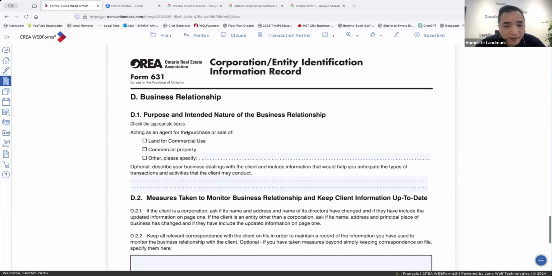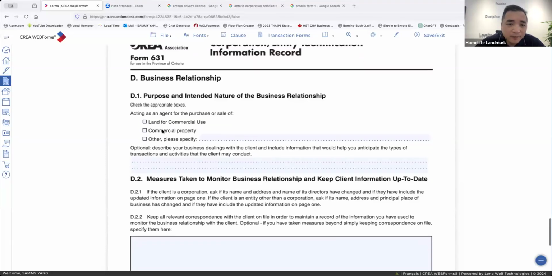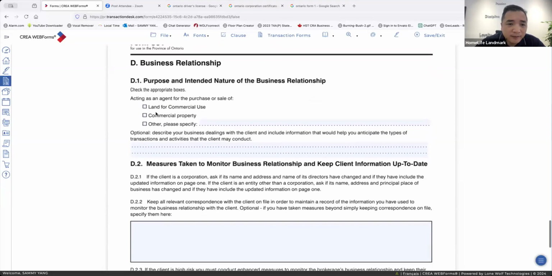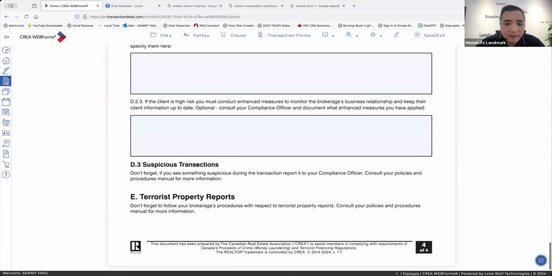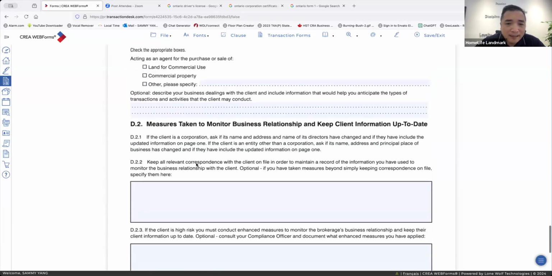Business relation is very similar to the personal FINTRAC ID. This is for land or commercial property or other. Usually we sell the business without a property, so we can write down here, sell business without a property. And in the past 4 years, is there any business done with our brokerage? If yes, we need to know if there is any new update information.